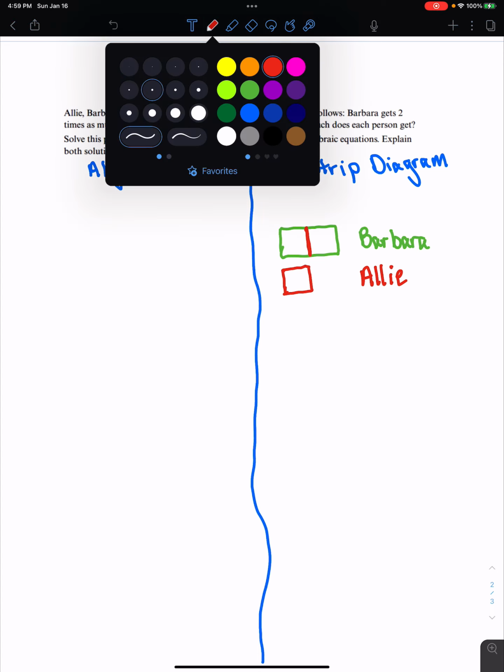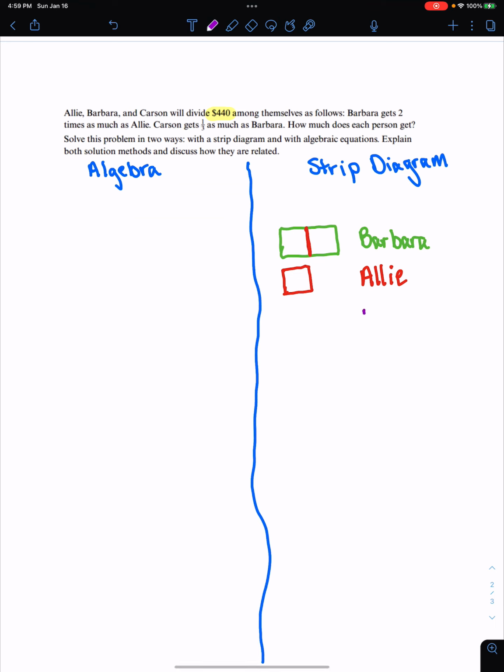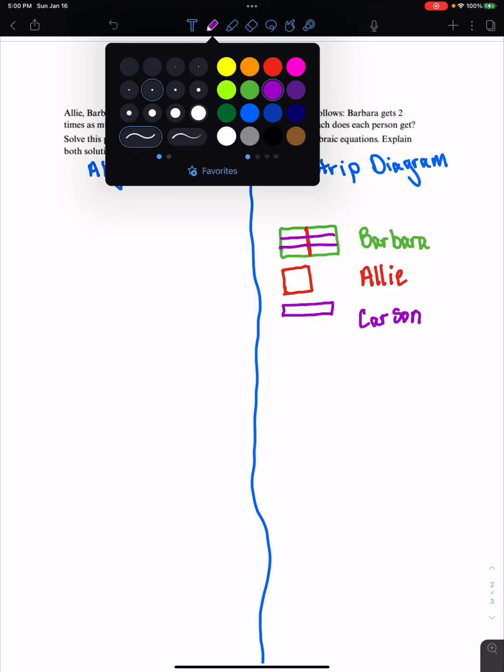All right, now we go to Carson. I'm gonna make Carson purple. And Carson gets 1/3 as much as Barbara. Oh my goodness, Barbara's already divided in half. How are we gonna represent 1/3? Well, I'm gonna do this horizontally here, and I'm gonna divide Barbara into 3 pieces, and I'm gonna show that Carson gets 1 of those pieces.